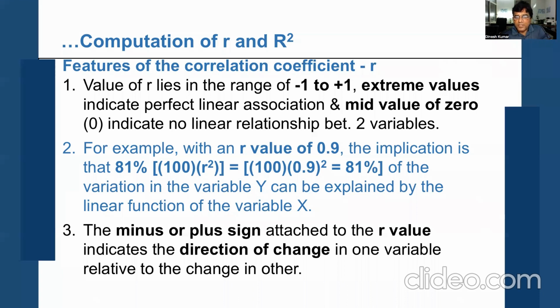The minus or plus sign attached to the r value, the correlation coefficient value, indicates the direction of change in one variable related to the change in the other. So the minus sign only indicates the direction of the change, and so does the plus sign. It also indicates the direction of change. If it is minus, that means negative correlation. Plus means positive correlation.